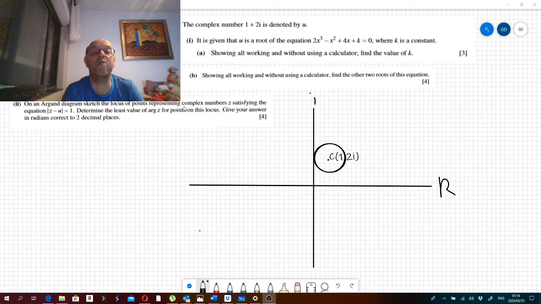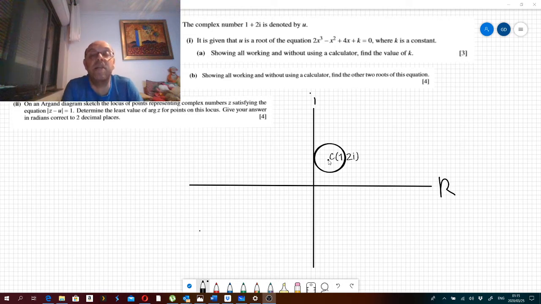Remember, a locus is a path of points representing the complex number z, which satisfies the equation the absolute value of z minus u, u being that number we had in the beginning, 1 plus 2i, must be equal to 1. Well, let's see what they mean by this. Firstly, let's take this point C here, which is 1 plus 2i. That means it's 1 on the real axis and 2 on the imaginary axis. So that is our u value over there.